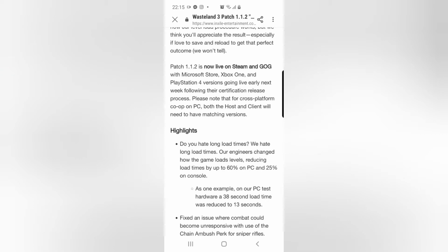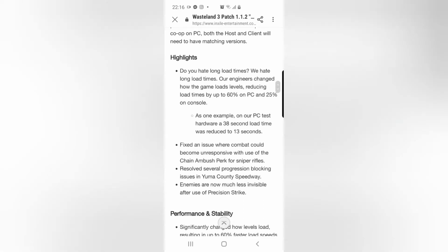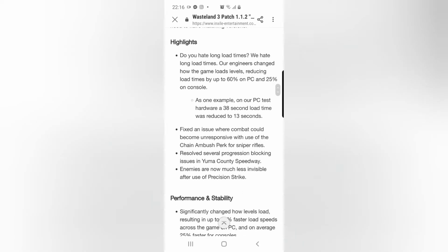Any PC players out there already, let me know in the comments if you have noticed a difference. I'm hoping that there is a real change and it has really helped. It says that the patch has helped the game rework how it loads up the levels and the areas, and that is how and why it is, you know, faster than it was.